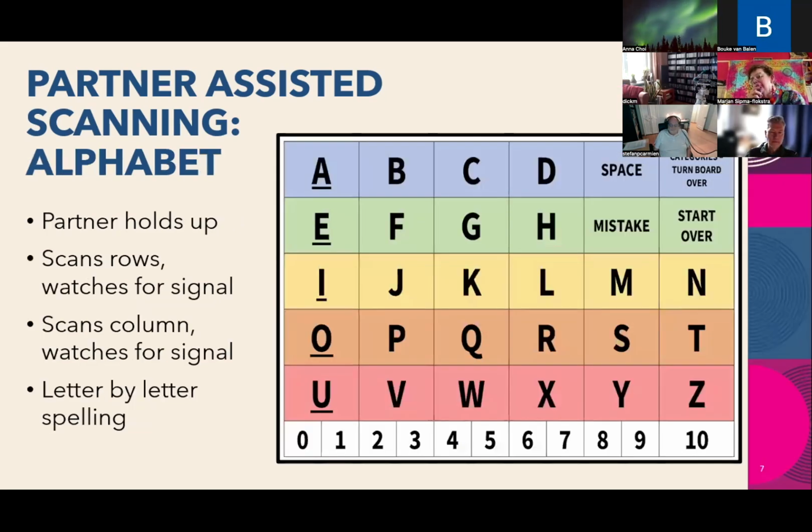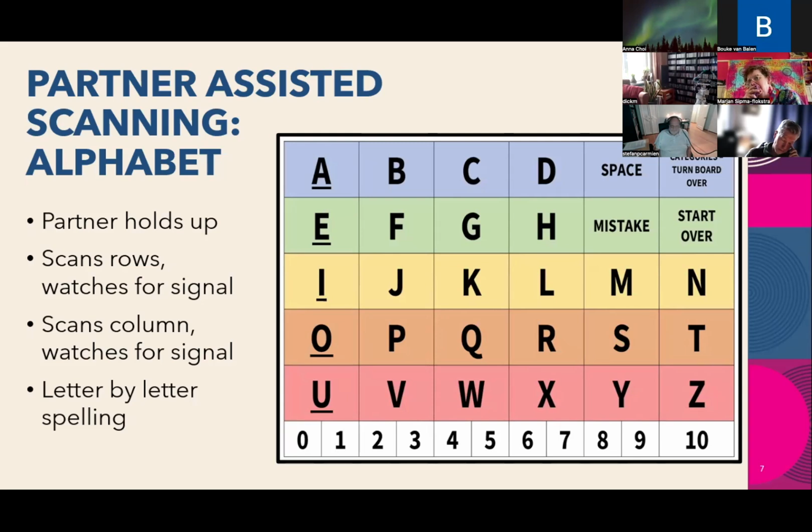Next, I'd like to take this partner-assisted scanning and move it to an alphabet board. Here's a visual example here. So you see that, this is in English, we have A through D, E through H. You'll notice that each row is a different color. The beginning of each row starts with a vowel. So we have an A row, an E row, an I row, O row, U row, and then we have a row of numbers at the bottom.